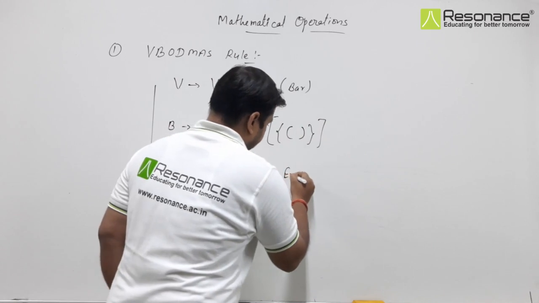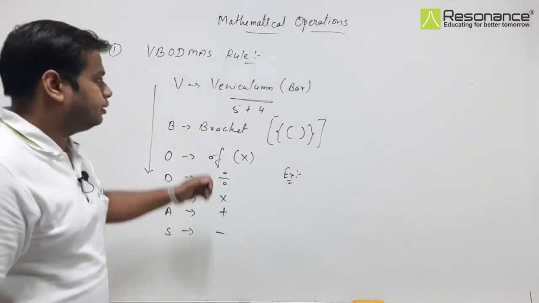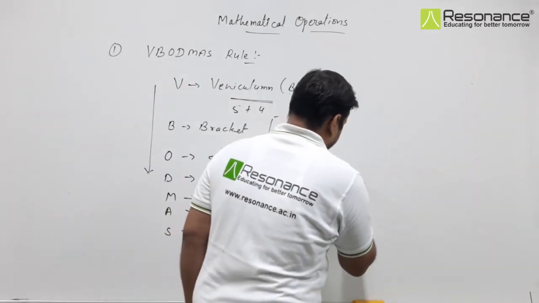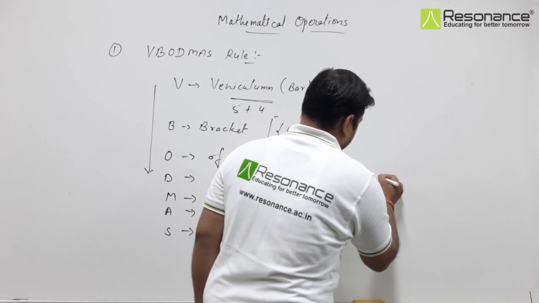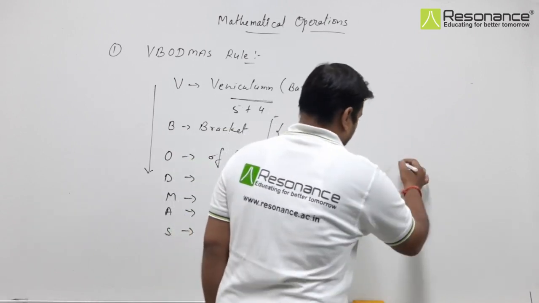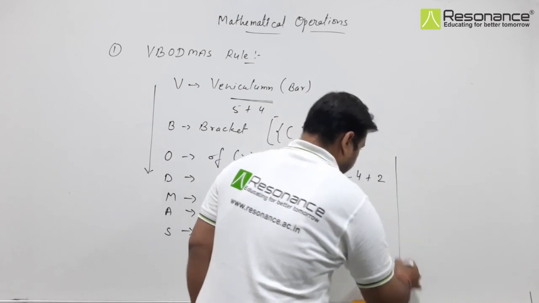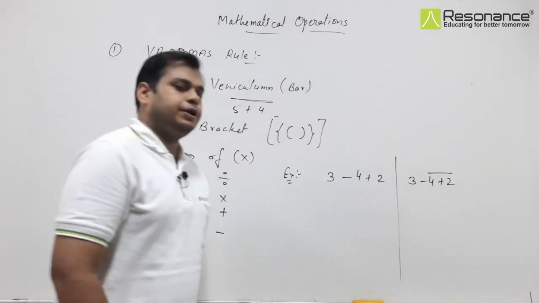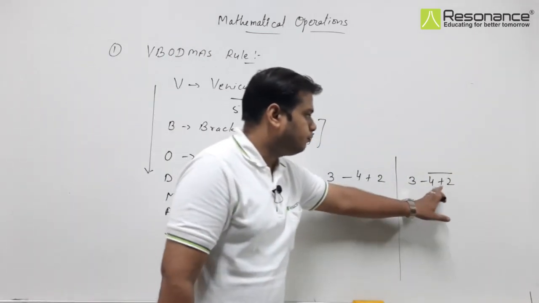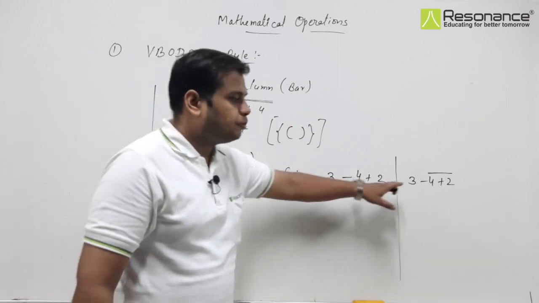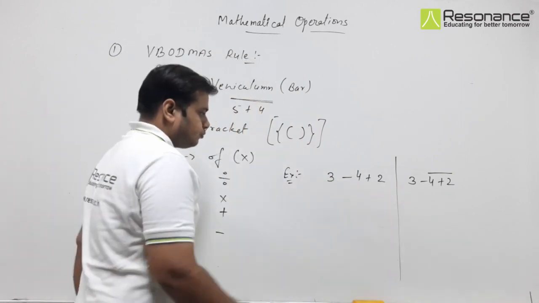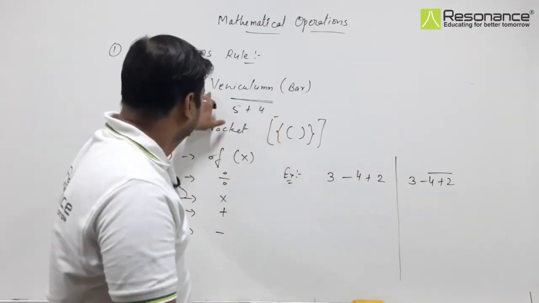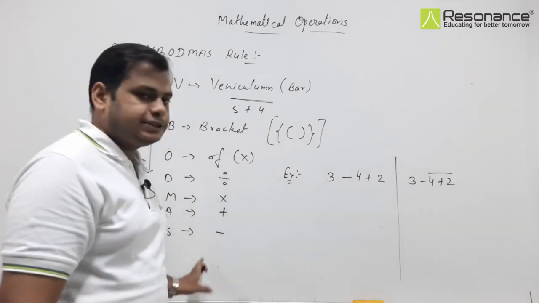Now what changes can be made if we do not follow this procedure? We have an equation 3 minus 4 plus 2. The same equation I am writing here, but I am drawing a vinculum above 4 and 2. Now what changes can be made by this? Let us see. 3 minus 4 plus 2, this is a normal equation, we do not have any kind of vinculum, bracket, or of, just addition and subtraction.